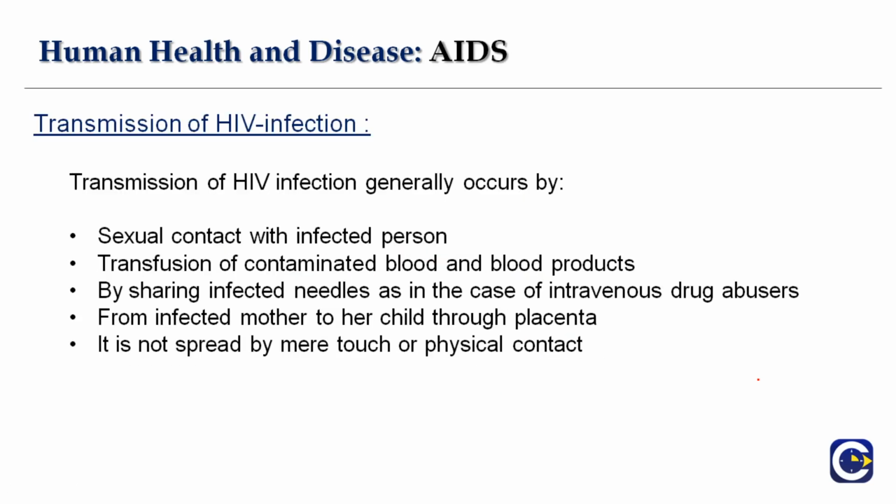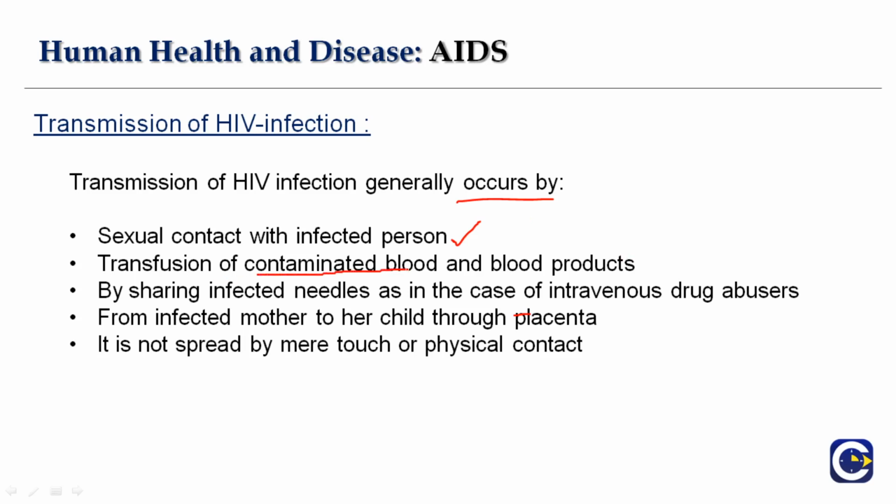Let's move on to the next part. We're talking about the transmission of HIV infection. How does this virus get transmitted from one person to another? The transmission of HIV infection generally occurs by sexual contact with an infected person. That is why it is often called a sexually transmitted disease.